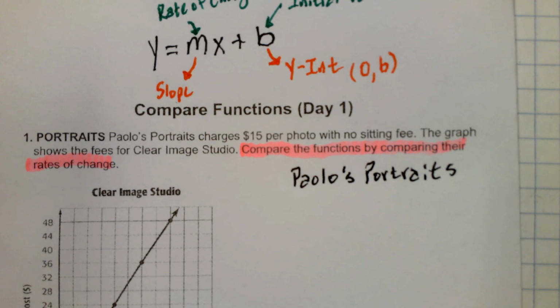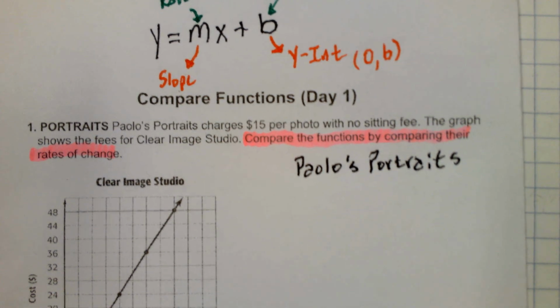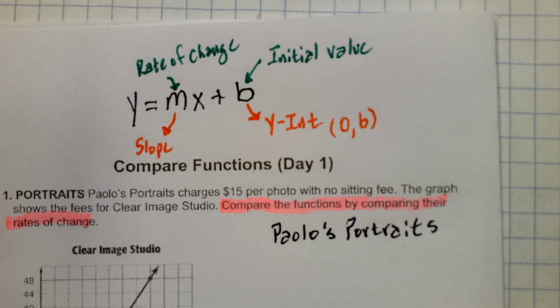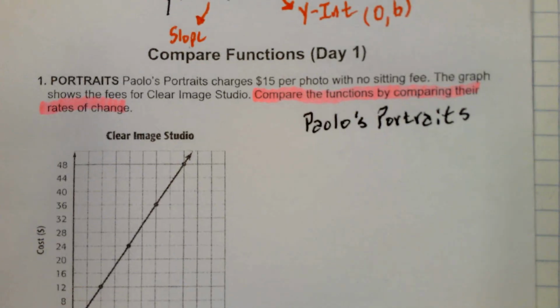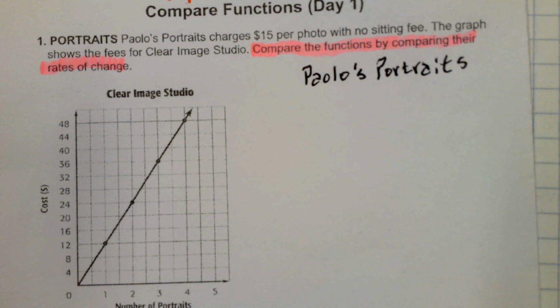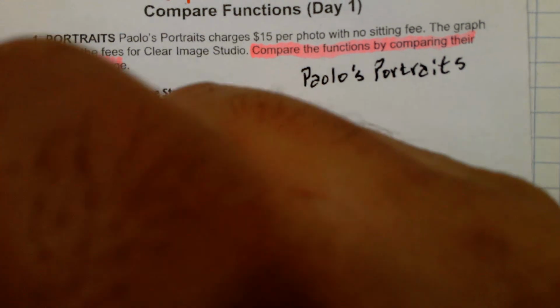Okay? When they're asking for rate of change, what do we have to find? It's up here. What are we really looking for? We're looking for the slope. Well, on a graph, we know how to find the slope, right? Let's do that for Clear Image Studios. We got a graph. We're asked to find the slope. So pick any 2 points, and let's figure out rise over run.